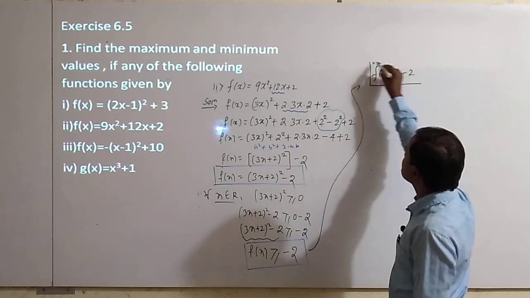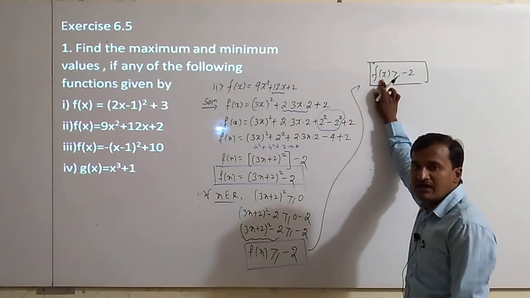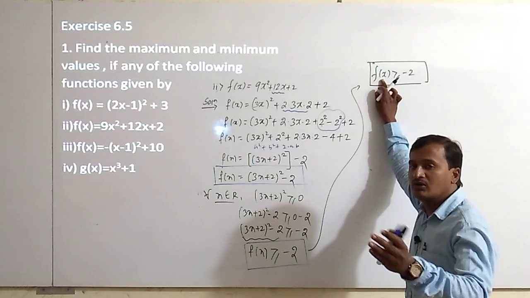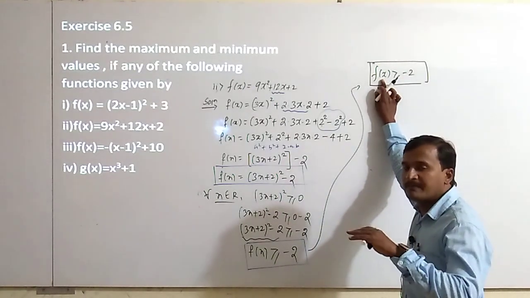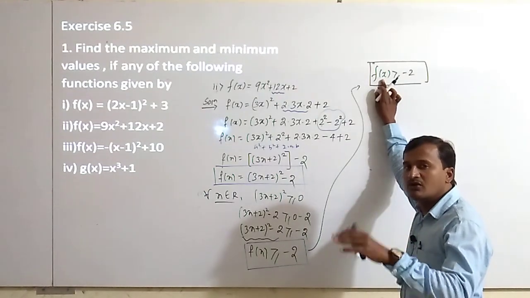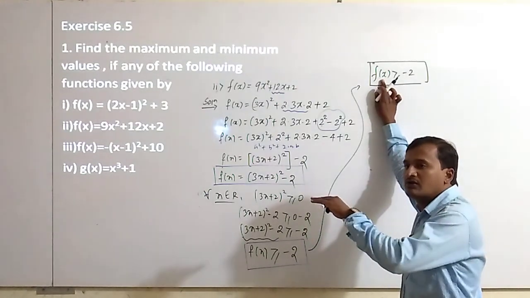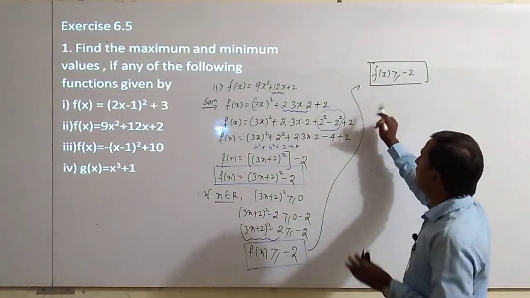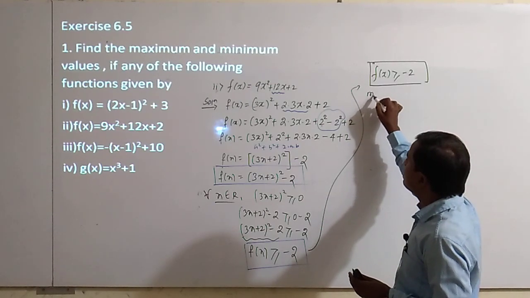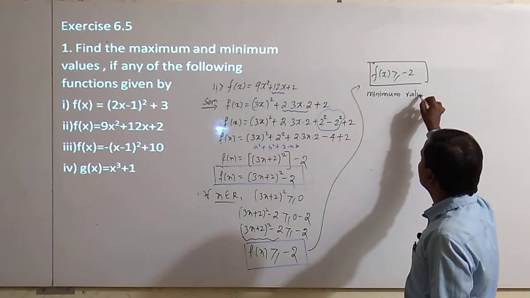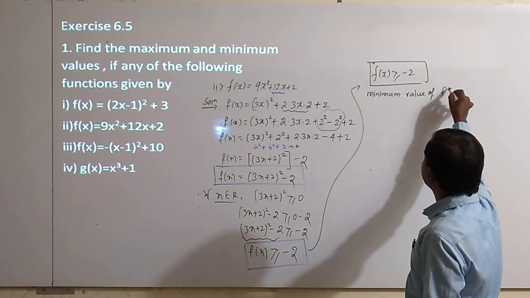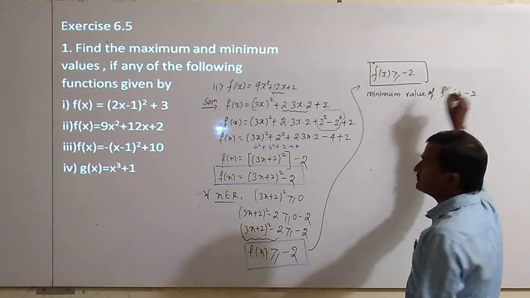What is the meaning of this? The functional value is more than or equal to minus 2. More than or equal to minus 2 means I will take minus 1, 0, 1, 2, 3, 4 up to infinity. So clearly this function has a minimum value. The minimum value of f is minus 2.